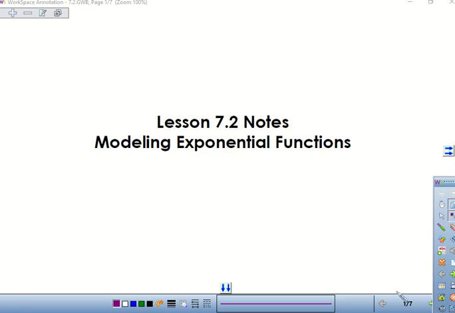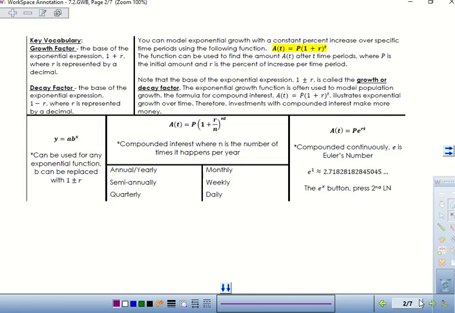So today we're going to be talking about modeling exponential functions. There are a few different types of vocabulary here. We have what's called a growth factor and a decay factor.